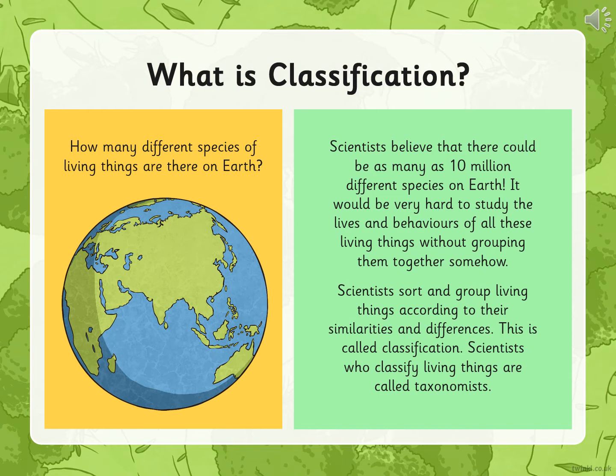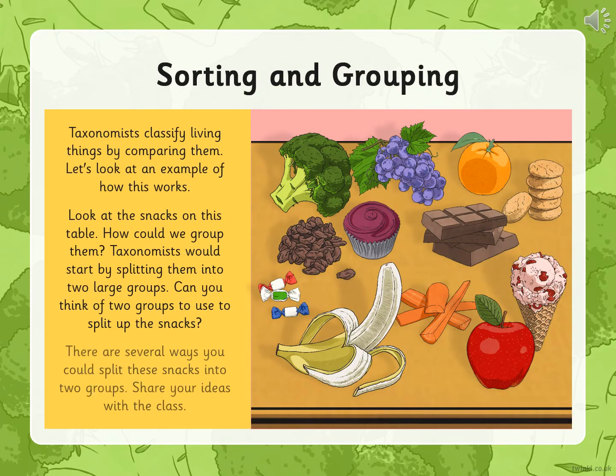Scientists sort and group living things according to their similarities and differences. This is called classification. Scientists who classify living things are called taxonomists. Taxonomists classify living things by comparing them. Let's look at an example of how to do this.